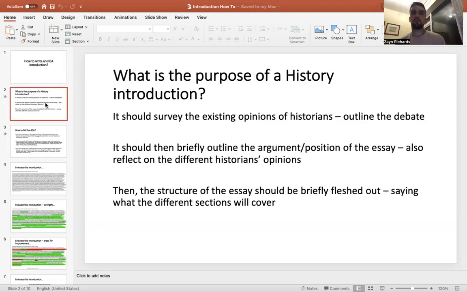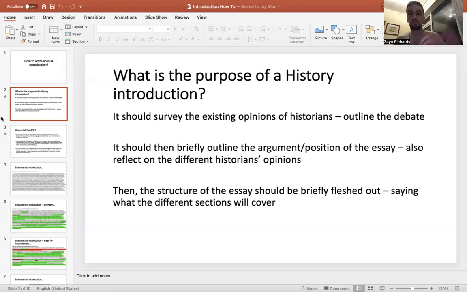So I want to start off by talking about what the purposes of a history introduction. So the first thing I want to draw your attention to is the fact that the introduction required in your NEA requires different skills. So the new skills that you have to focus on are your ability to survey the existing opinions of historians. You should really be using the introduction to outline the historical debate in relation to a question. Now, you'll see in the subsequent videos that for AO3, one of the key criteria for a top mark in AO3 is that awareness of historical debate. So please use your introductions to show kind of what people are thinking.